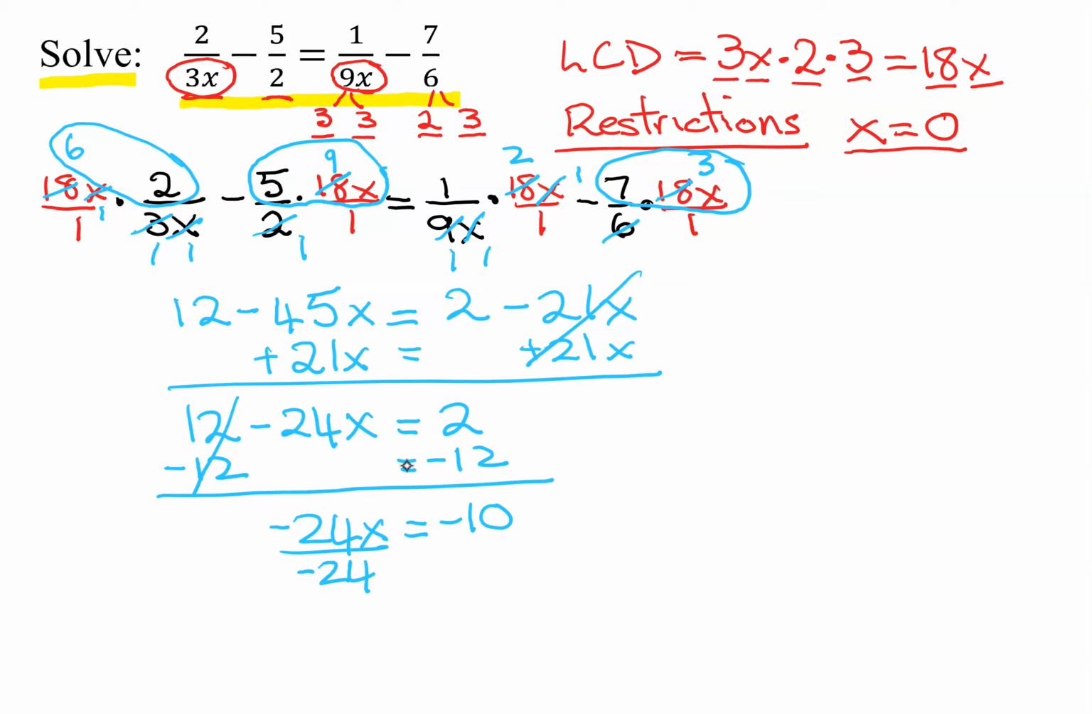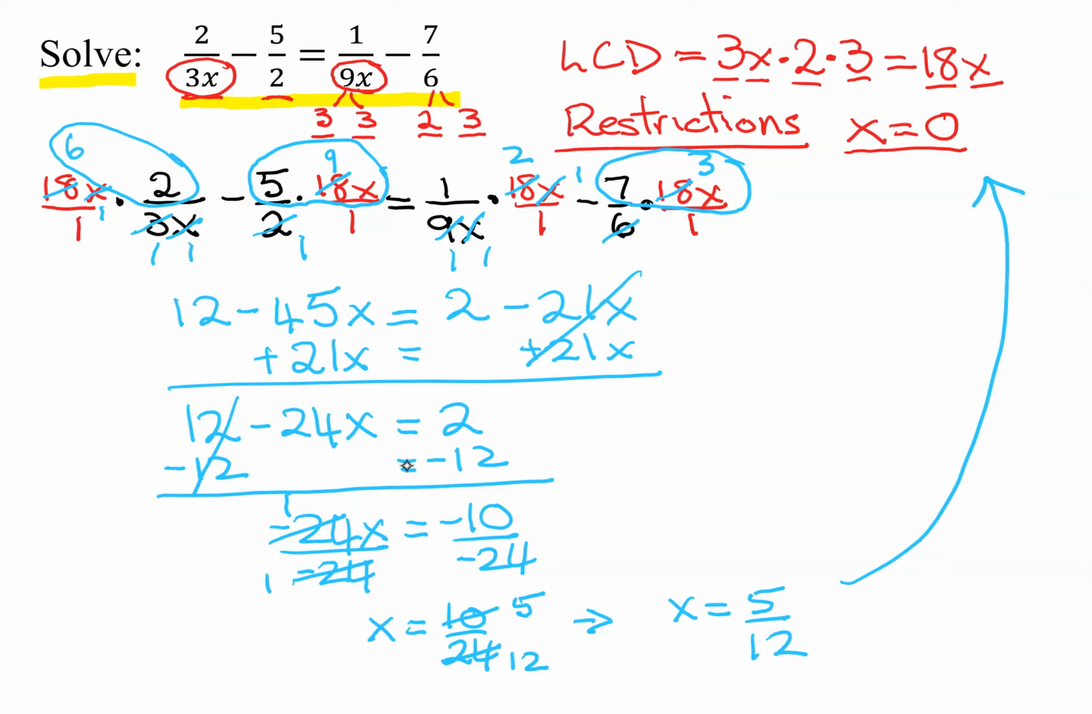Divide both sides by negative 24. So I get x equals, a negative divided by a negative is a positive, 10 24ths, which reduces by 2. 2 goes into 10 5 times, 2 goes into 24 12 times, so I'm going to get x equals 5/12. Now, before I'm done, I check it against my restriction. Is it okay? Is it allowed? Yes, it's not x equals 0, so my answer is x equals 5/12.